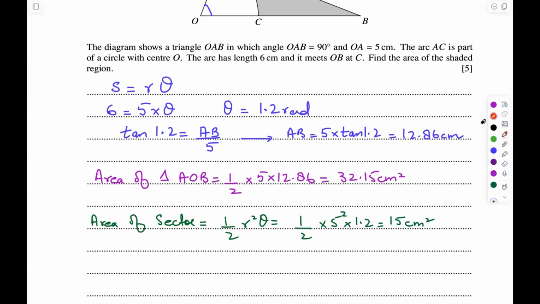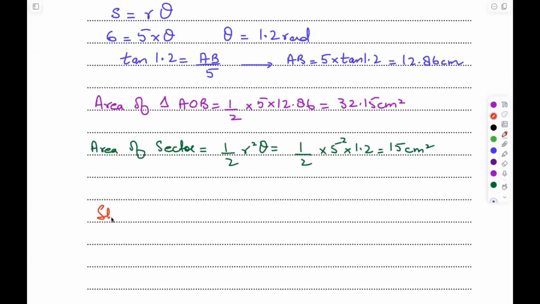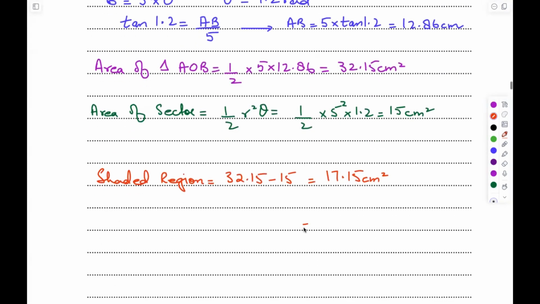And then finally the area of the shaded region will be equal to the area of the triangle, which is 32.15, minus 15 centimeters squared, which will be equal to 17.15 centimeters squared. And as we have to give our answer to 3 significant figures, the final answer will be 17.2 centimeters squared.